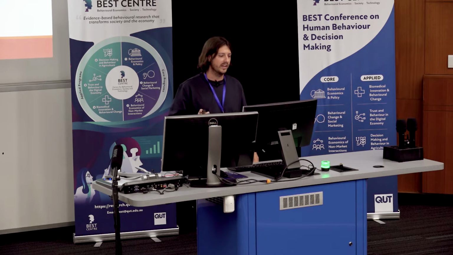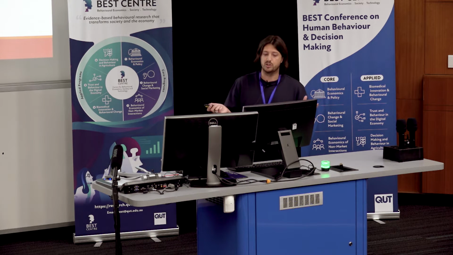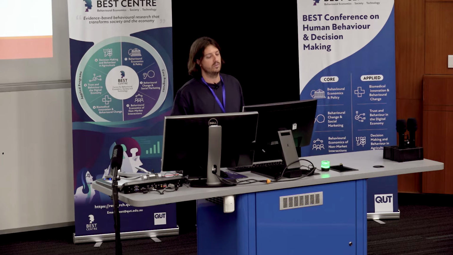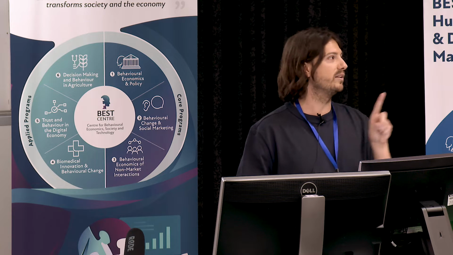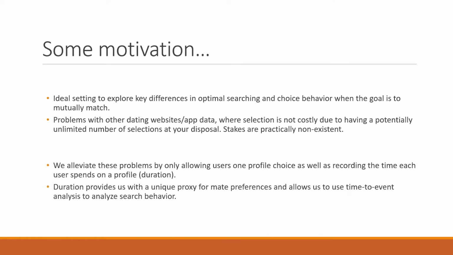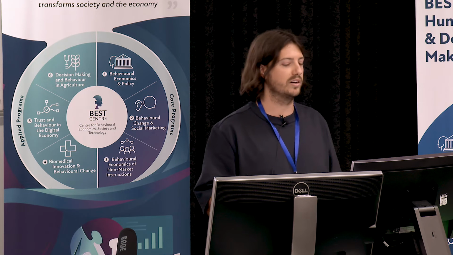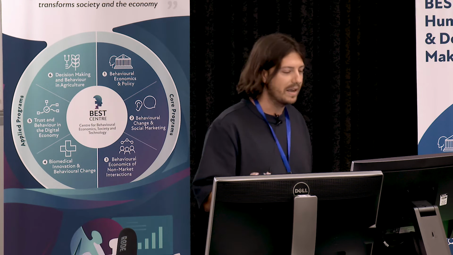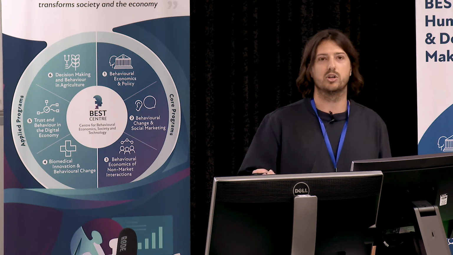Here we made an experiment where we basically introduced stakes, okay? So we have one option in this experiment. You select one profile, okay? So we also alleviate some of these problems, as I said, to choose one, and then also we time people on each profile, okay? So as they go through, we're timing them, and we use this as a metric for mate preferences, okay? So the longer someone stays on a page, the more likely it is that they show preferences for that profile.